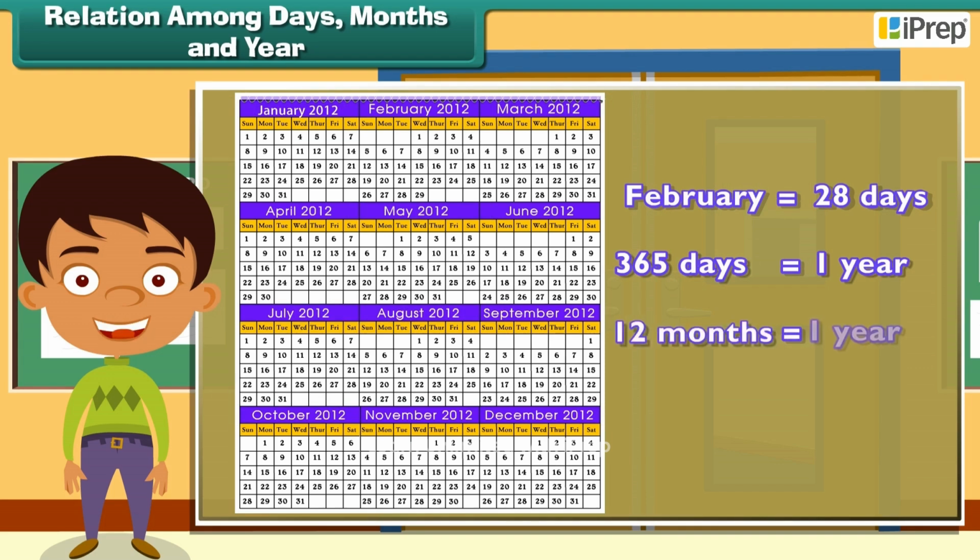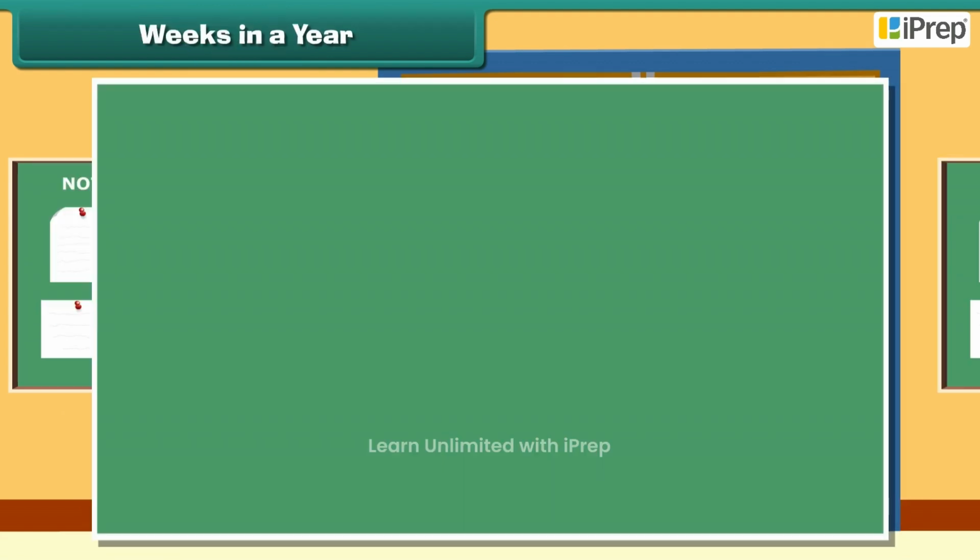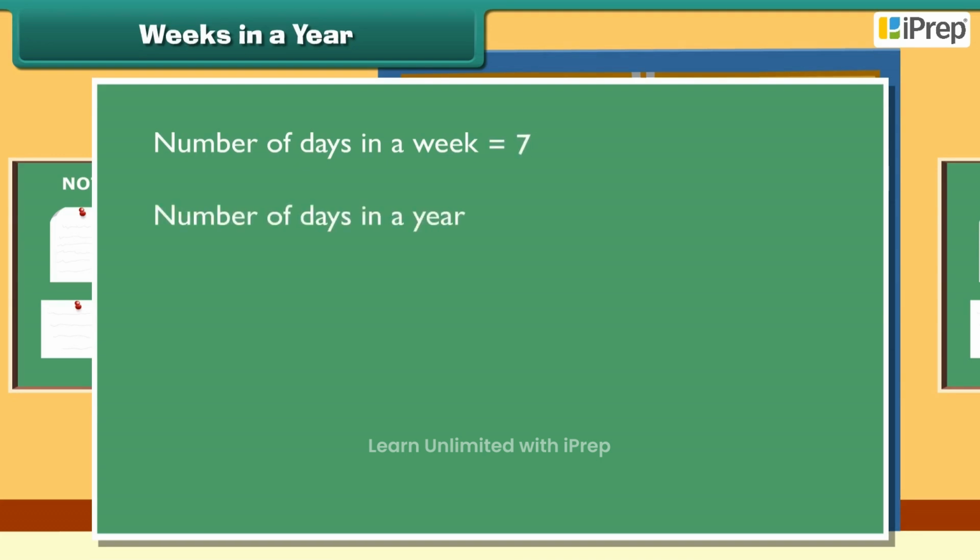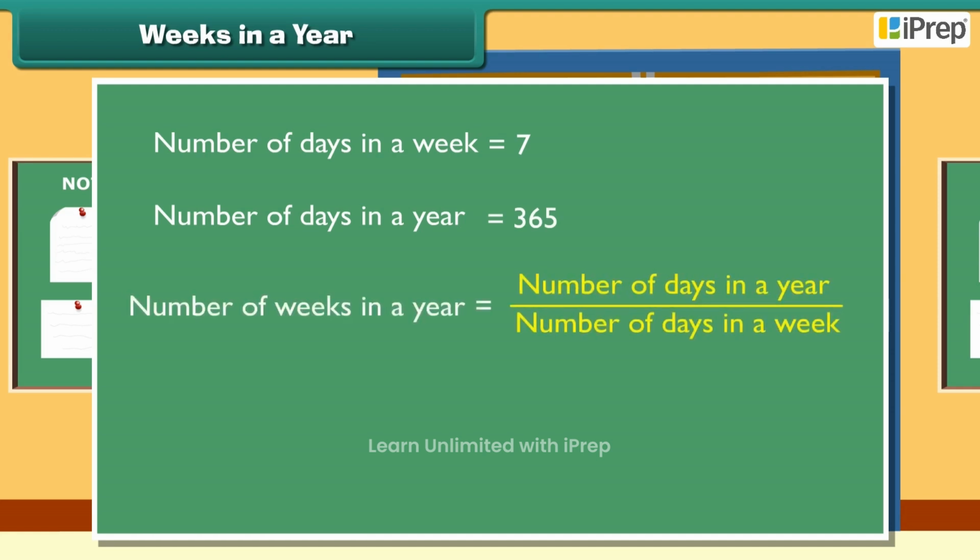There are 12 months in a year. It means 12 months is equal to 365 days. Weeks in a year. Number of days in a week is 7. Number of days in a year is 365. Number of weeks in a year is equal to number of days in a year upon number of days in a week, which is equal to 365 upon 7, which equals 52 weeks.